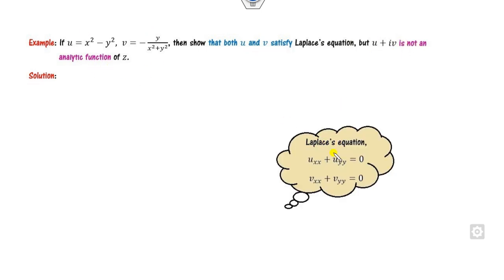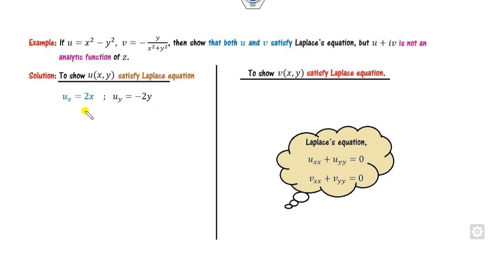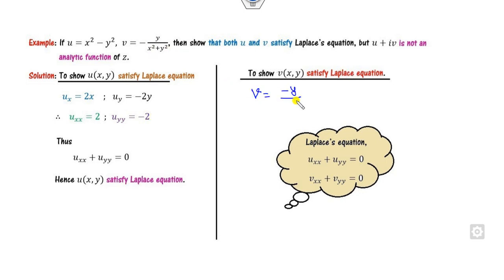So the first part is very simple. U is given to you as x square minus y square. You can find the value of this easily, and you can start with this. So what is uxx? It is 2. Uyy is minus 2. So this clearly says that u satisfies the Laplace equation. Similarly, for v, we have the value of v as minus y over x square plus y square. Can you find the value of del v by del x?